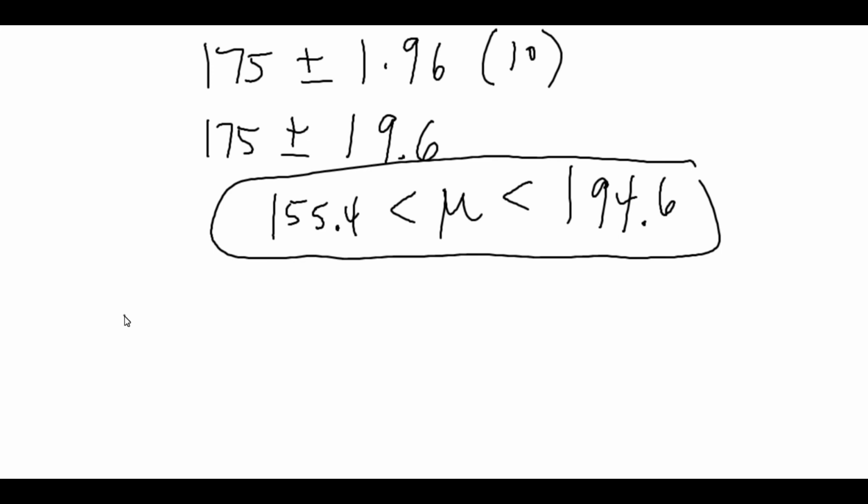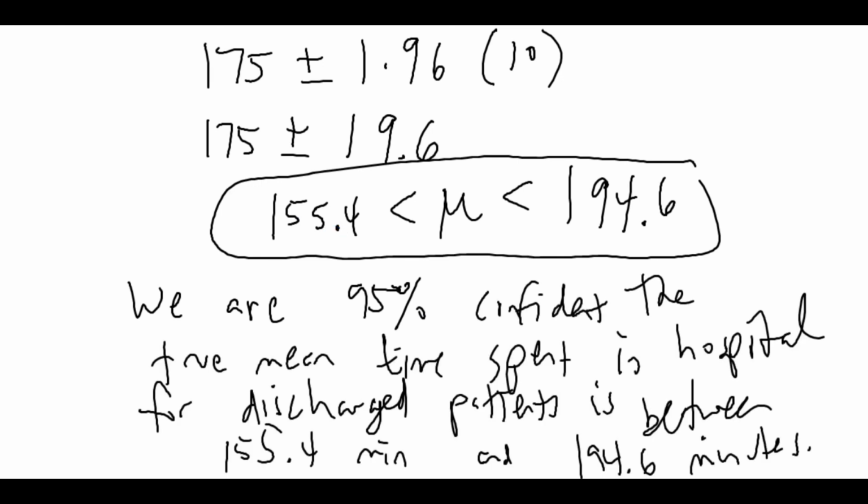So here's how we would state it. We say we are 95% confident the true mean time spent in hospital for discharged patients is between 155.4 minutes and 194.6 minutes.